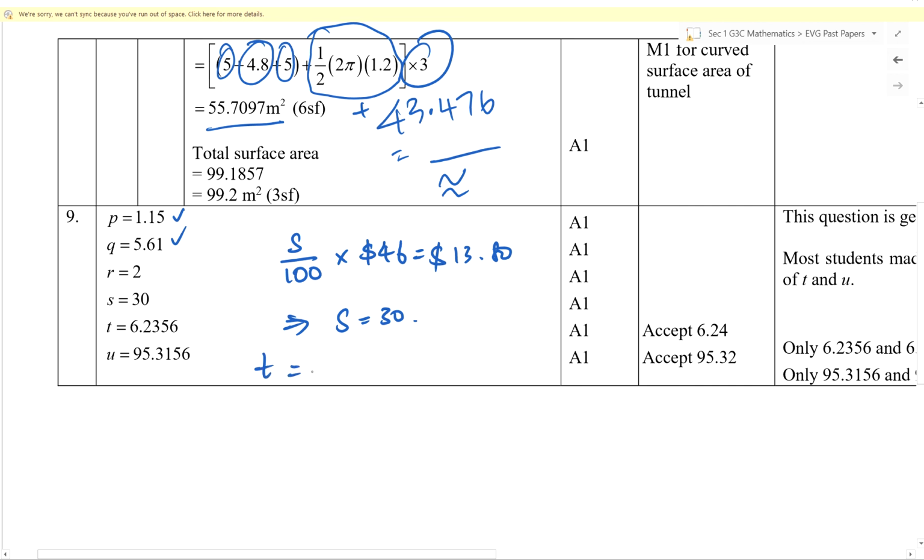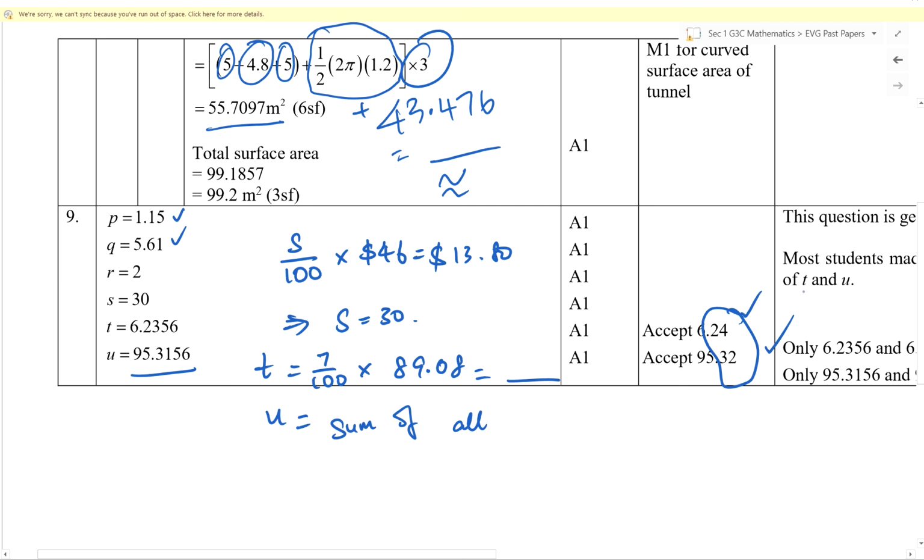T is just an addition. T is our GST, so 7 over 100, which is 7%, multiplied by 89.08, and you get the answer. And U is just the sum of all, and you get this answer. When we're dealing with money, we accept 2 decimal places. So please do your corrections and learn from your mistakes. You can do it.